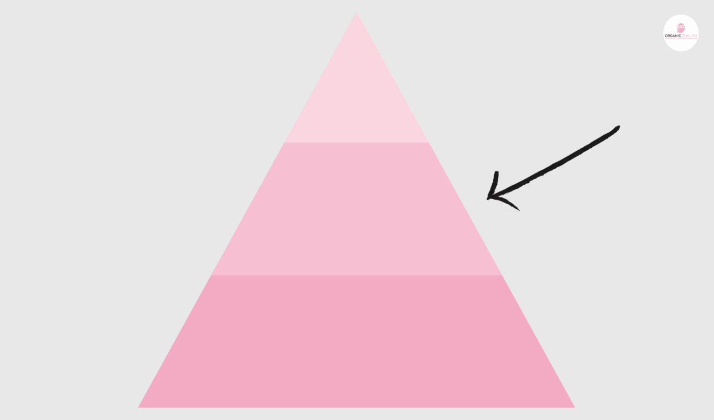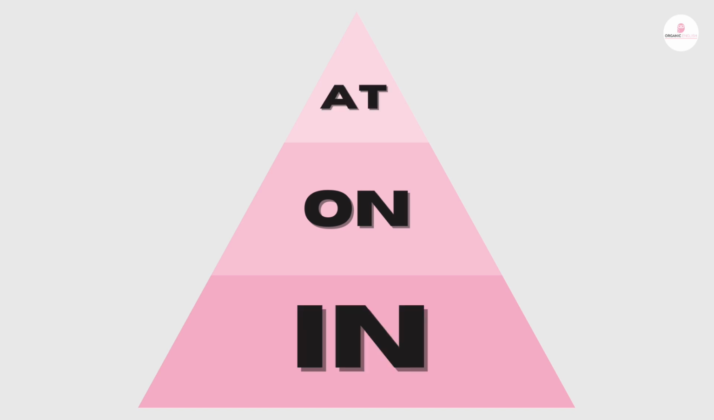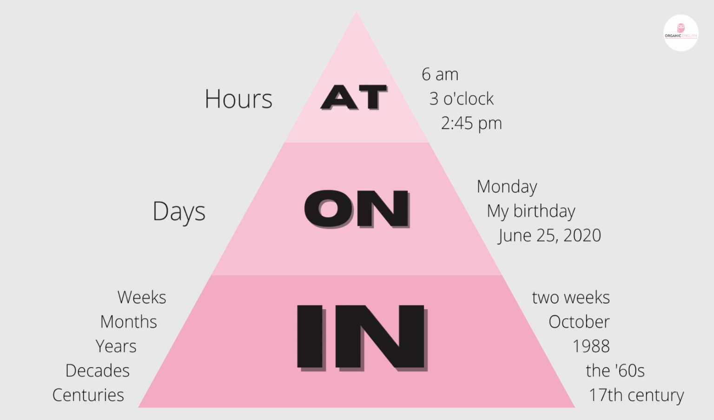And in between we have on. On, like the triangle, is a bit narrower and it's used for one day or one date. For example, on Monday, on my birthday, on June 25th, 2020. So there you have it. Did you get that? So at for very narrow situations, on a little bit wider, one day or one date, and in for the widest situations, more than one day or one date.